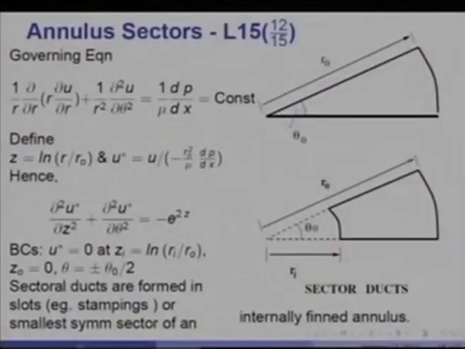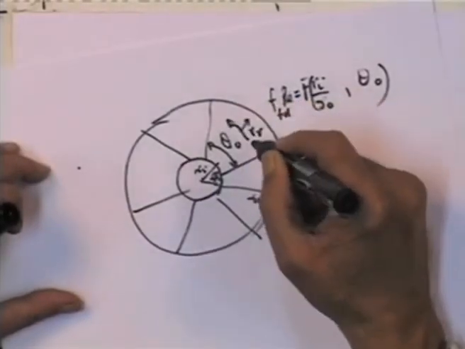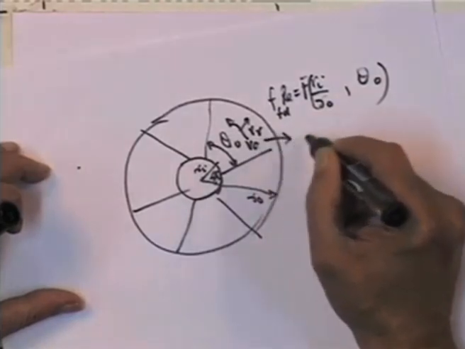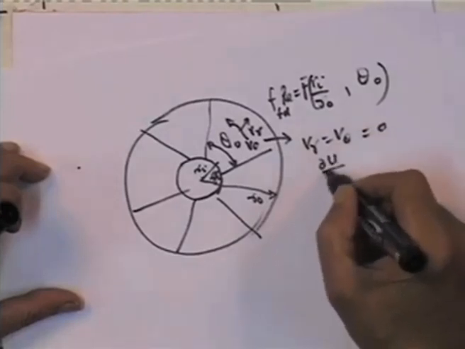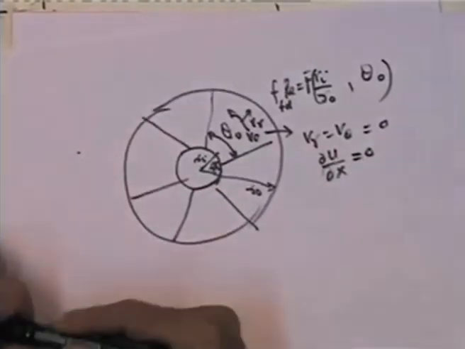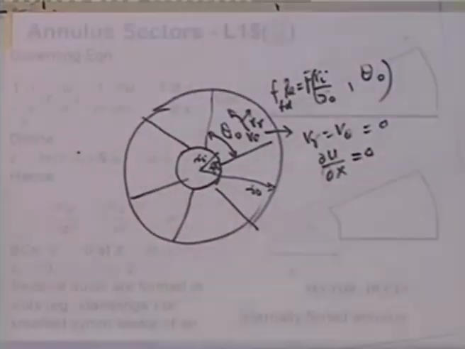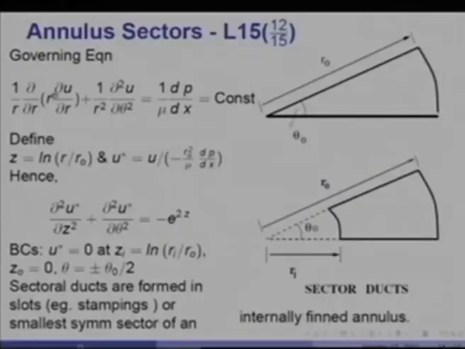In the fully developed state, the radial velocity V_r as well as the tangential velocity V_theta will be 0, and du/dx in the axial direction will now be 0, which renders the momentum equation in cylindrical polar coordinates to the form shown here: 1/r d/dr (r du/dr) plus 1/r² d²u/dθ² equal to 1/μ dp/dx, equal to a constant.